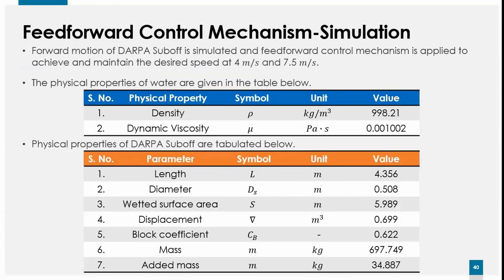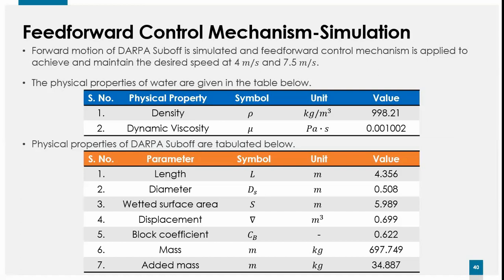For verification of the speed control system, forward motion of the DARPA Suboff, an underwater vessel, is simulated and its speed is maintained at the desired values of 4 meters per second and 7.5 meters per second by employing the feed-forward speed control system. The values of the required parameters for the control system are tabulated here. The first table contains the physical properties of water used in the simulation. The second table includes the physical properties of DARPA Suboff.